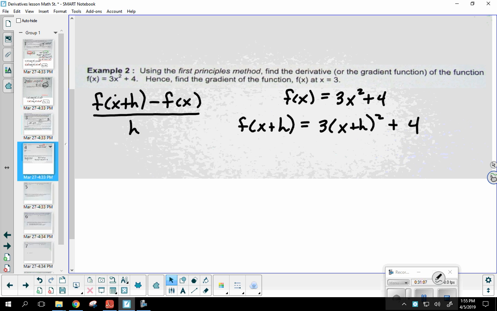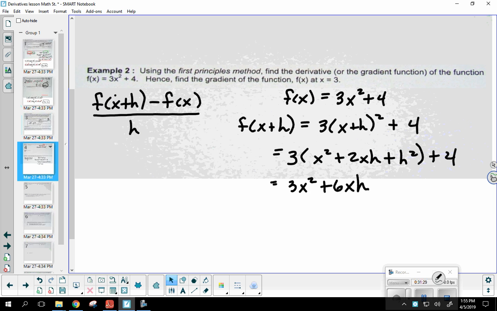So we've got the 3 on the outside. Again, x plus h squared. What's that? x squared plus 2xh plus h squared, plus 4. So we ultimately end up with 3x squared plus 6xh plus 3h squared plus 4. Is everybody okay with that? Okay, there's no like terms, so that's my first part of the numerator.